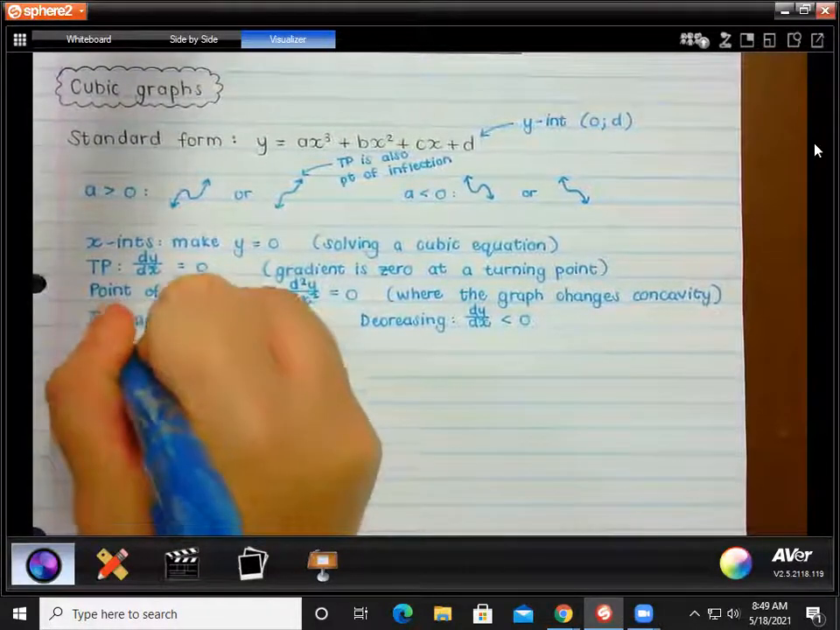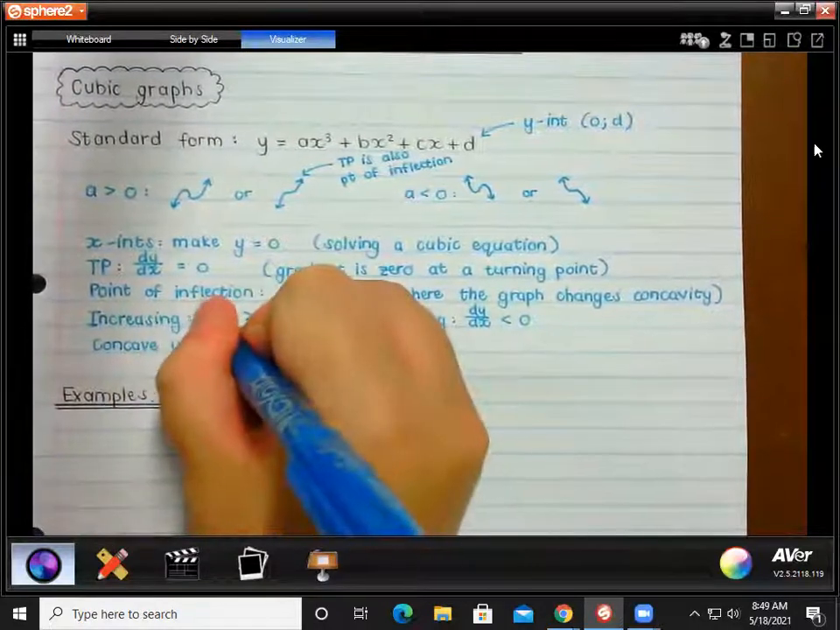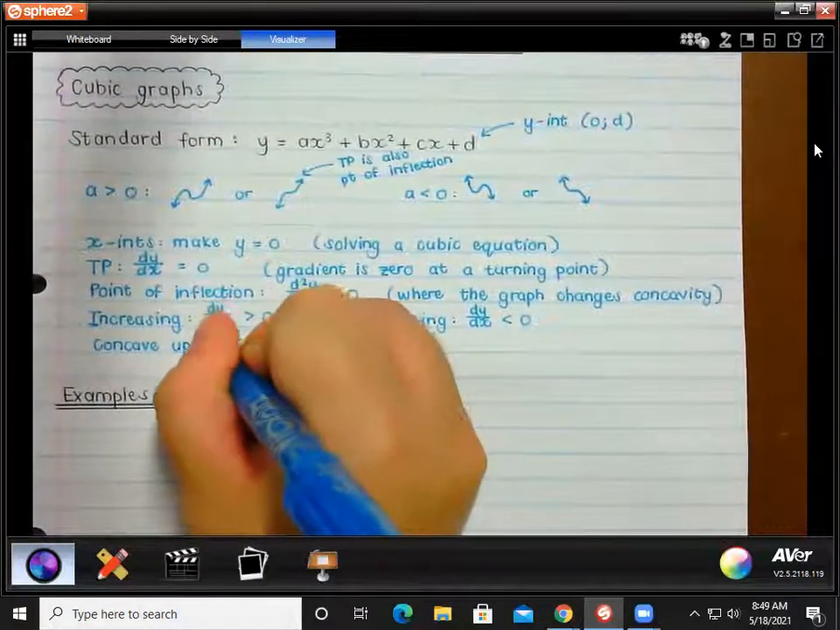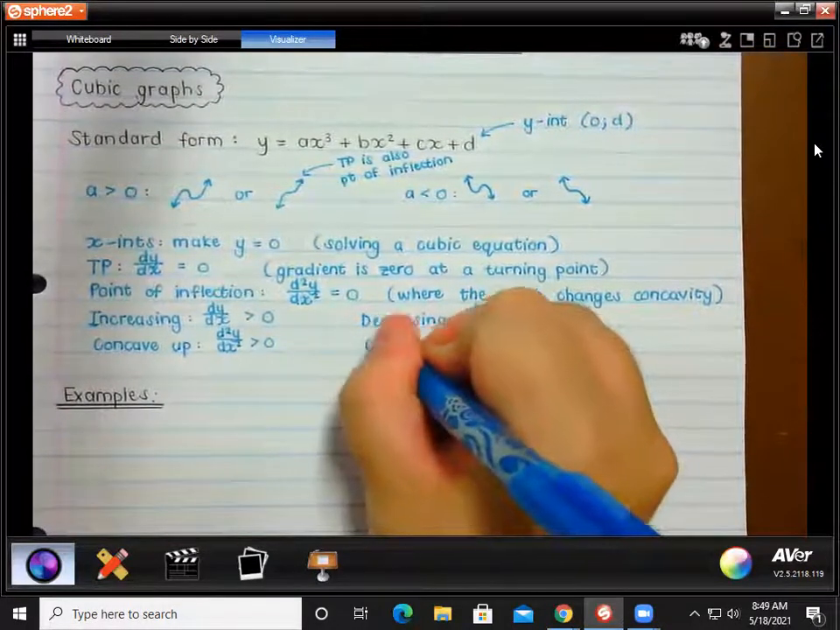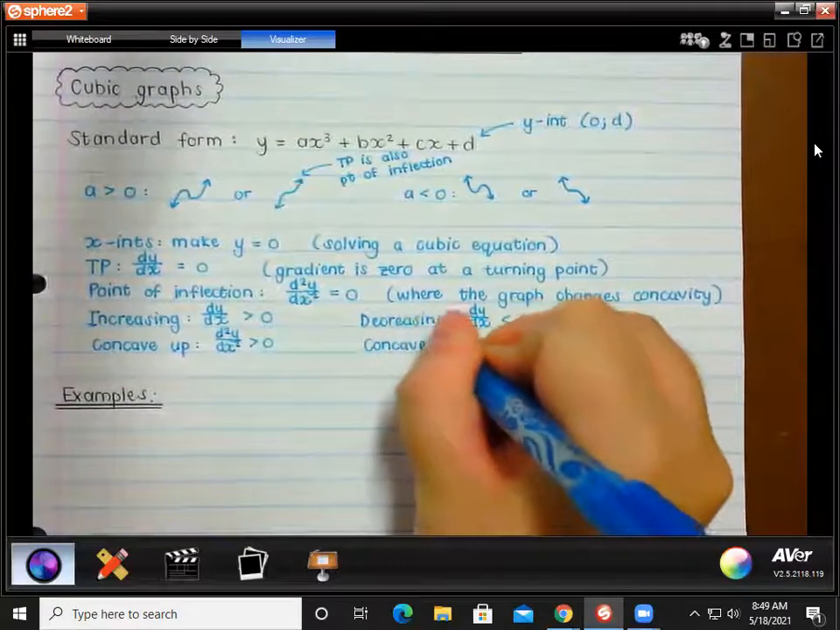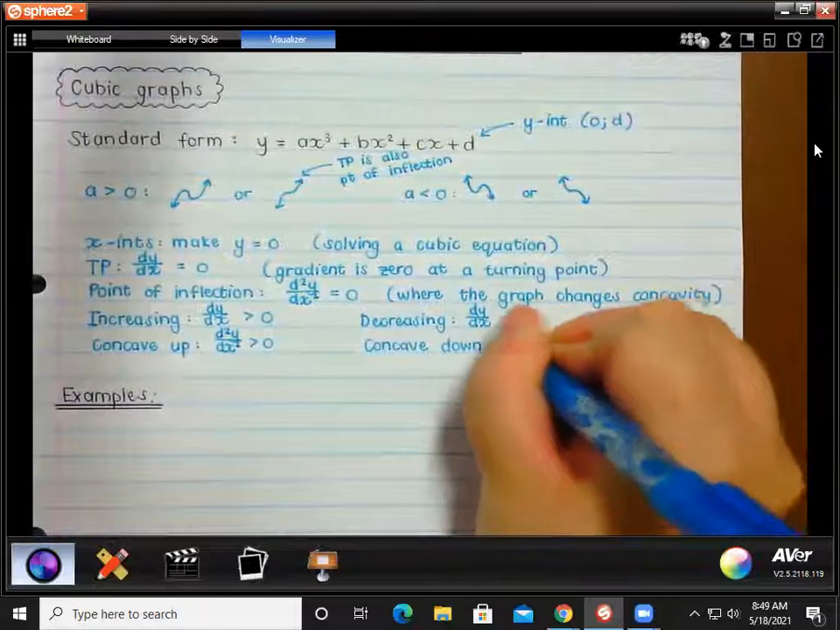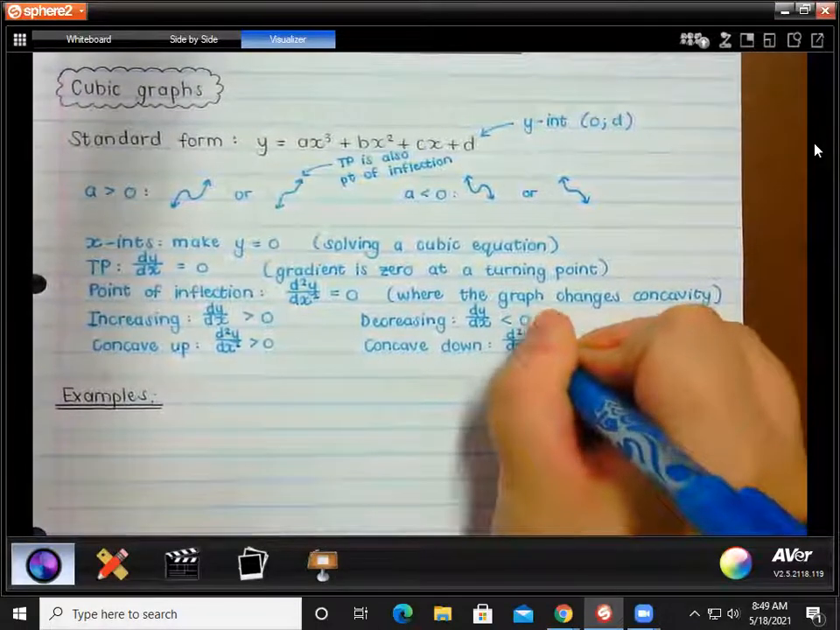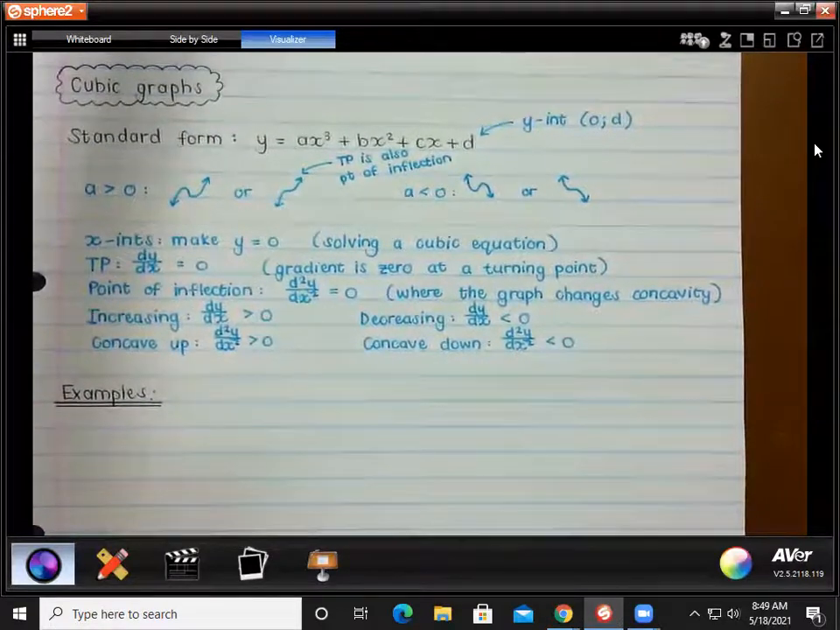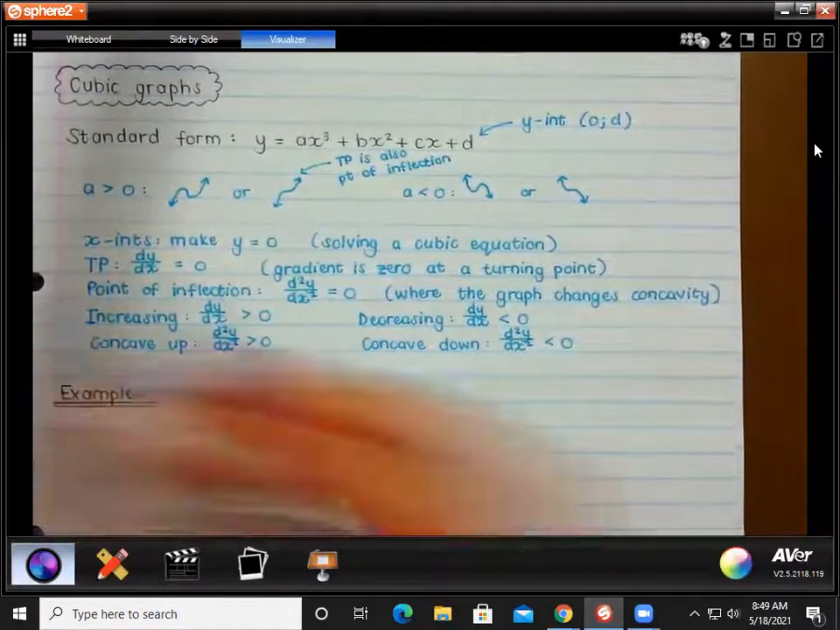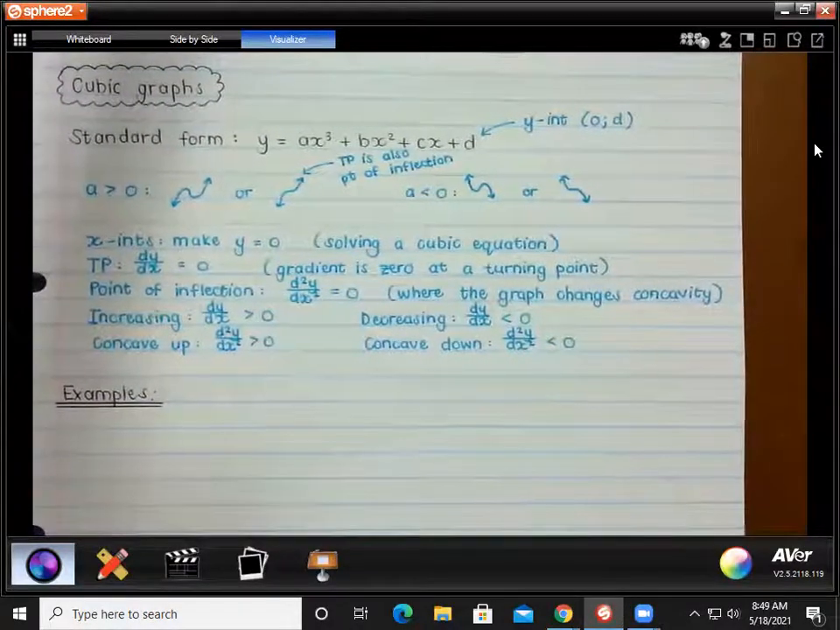They can also ask you where is your function concave up? And that will be where the second derivative is positive. And where is it concave down? And that will be where the second derivative is negative. It's a bit difficult to explain that without a graph, so we can chat about it when we have an actual graph to look at. But that's quite easy to remember, guys. Up is positive, down is negative, right?